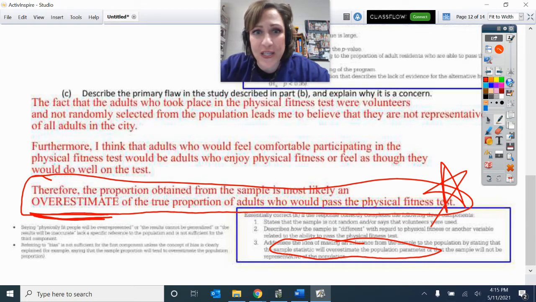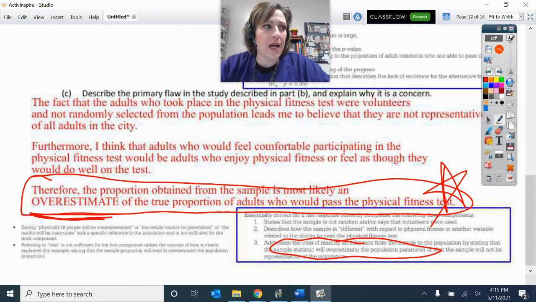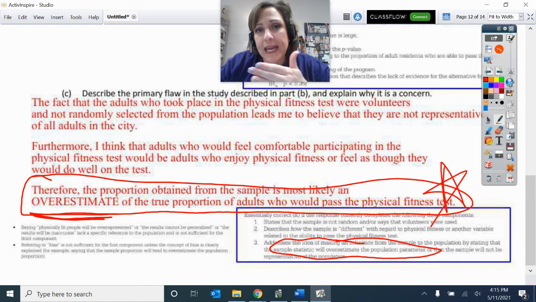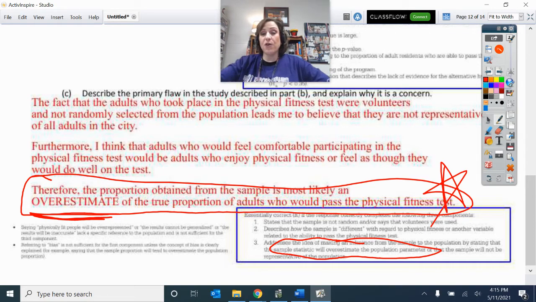Okay. And I just knew to include that. I don't think that that's naturally something that it said there. But they're always looking for how is this flaw impacting your inference that you can make about the population. The sample isn't representative. It's going to overestimate what really is happening in the population. Okay. So they wanted that for full credit there.